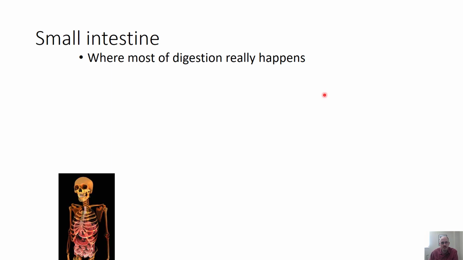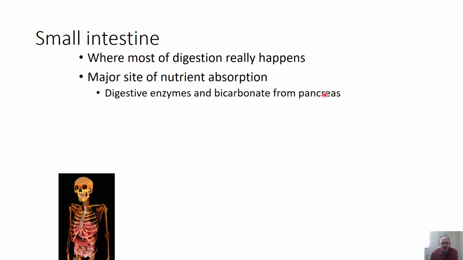This is also where you hear your stomach growl. Actually, it's not your stomach usually. It's your small intestine contracting and making noises. This is the major site also of absorption of nutrients.